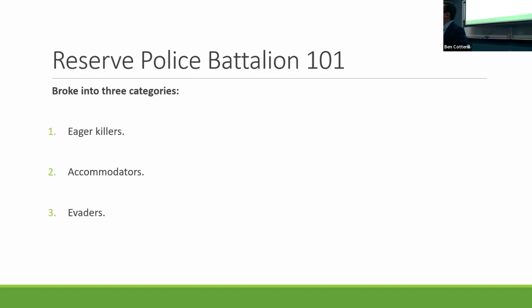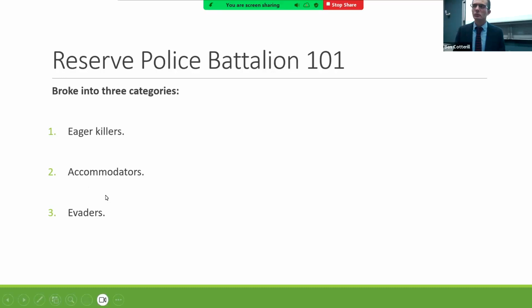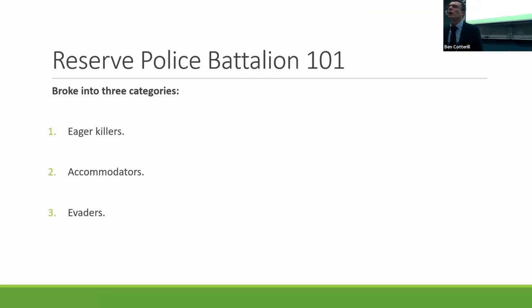Now, when Christopher Browning read over these transcripts, he concluded that they could be categorized into one of three groups. So these members of Police Battalion 101, I'll start with the bottom, were either evaders. Now, evaders were those who opted out of the face-to-face killing, who didn't want to kill civilians with their rifle. They still helped in some way.